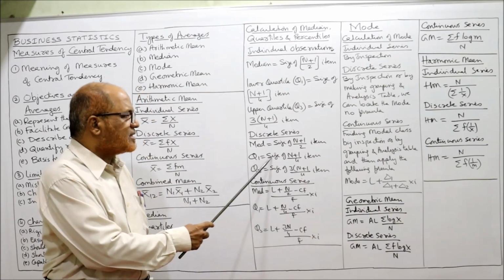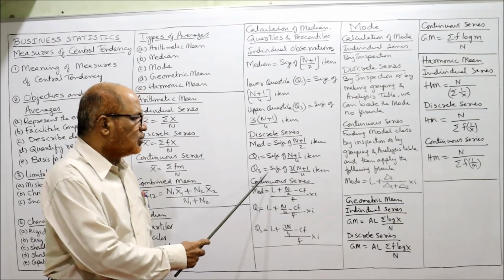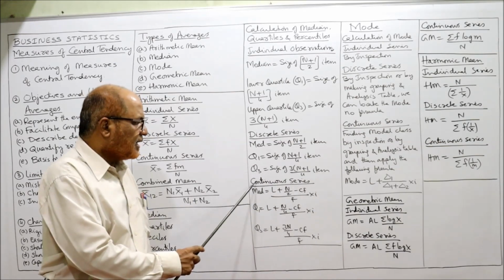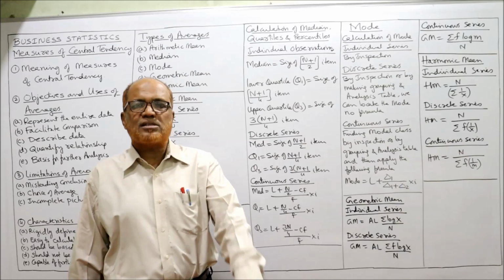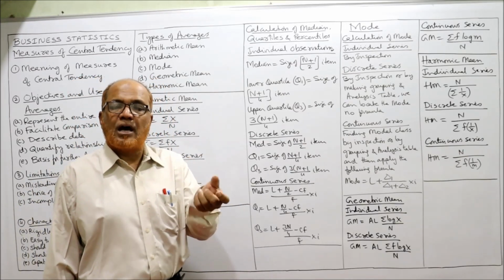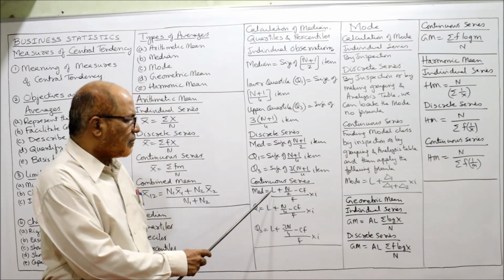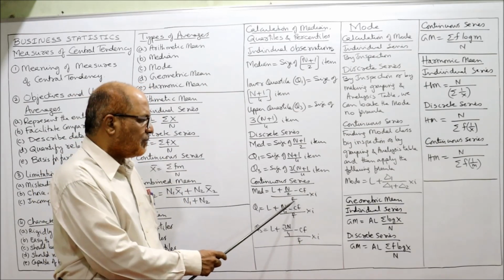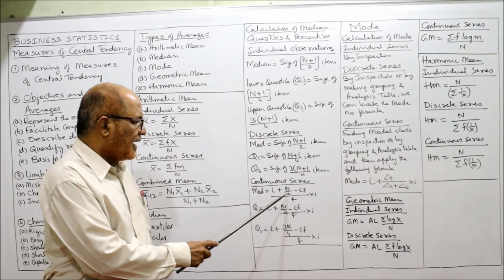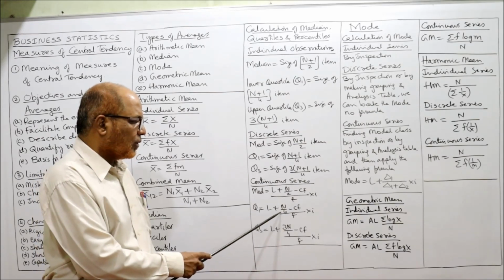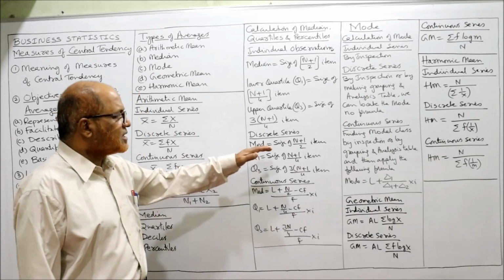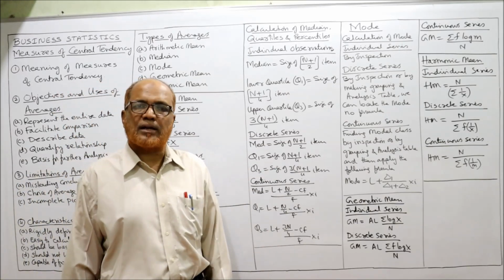Similar is the case for Q1, size of (n+1)/4. Q3 is equal to size of 3(n+1)/4. Then continuous series. In continuous series, first of all, we have to find out what is the median class. After calculating median class, apply the formula L + ((n/2 − CF)/f) × i. If it is Q1, simply instead of 2, we will take 4. For Q3, it is 3n/4. So these are the formulas for calculating quartiles.